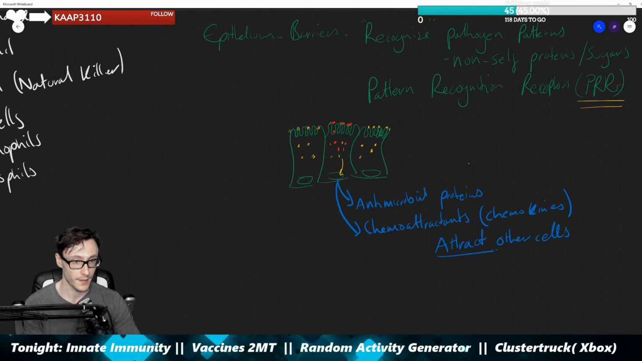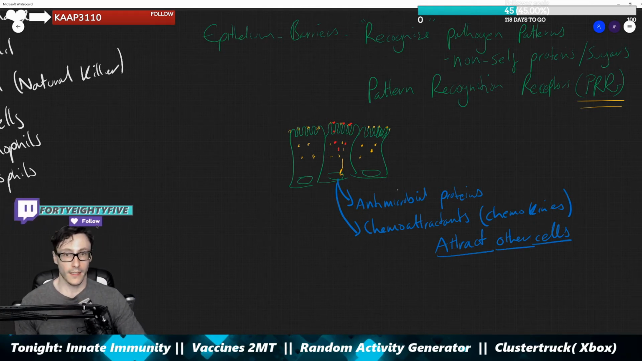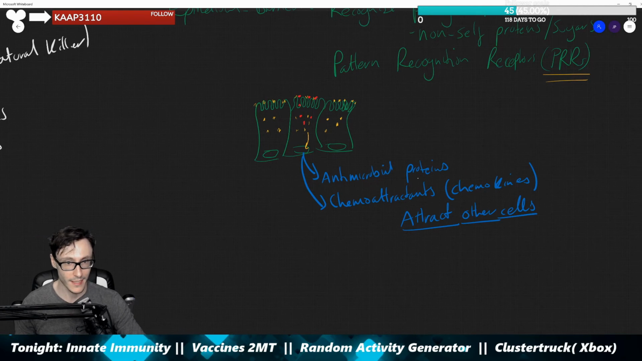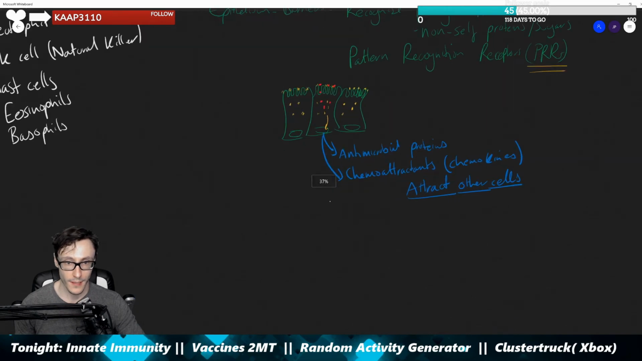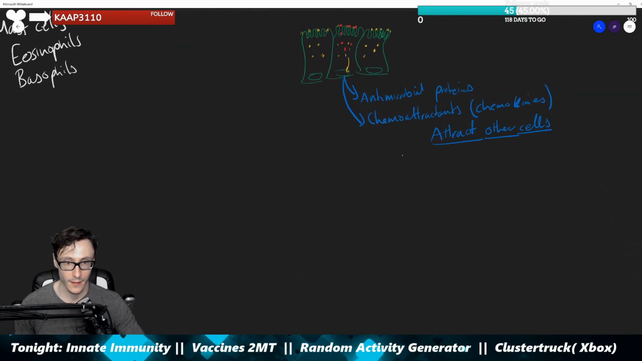They attract other cells and they're very, very important. Okay, so that's your epithelial cell. It's the first line of defense, the first thing that can sense, in inverted commas, a pathogen invading. And it responds by making antimicrobial proteins and chemoattractants, and sets up a response from other cell types. One of those other cell types that comes along is the macrophage.